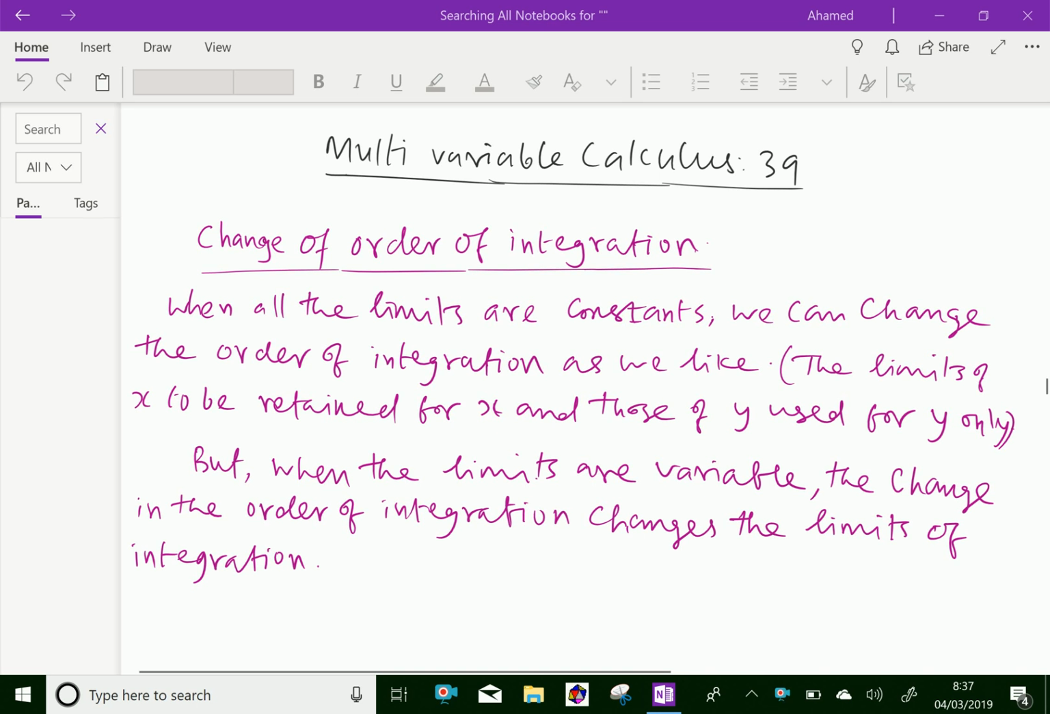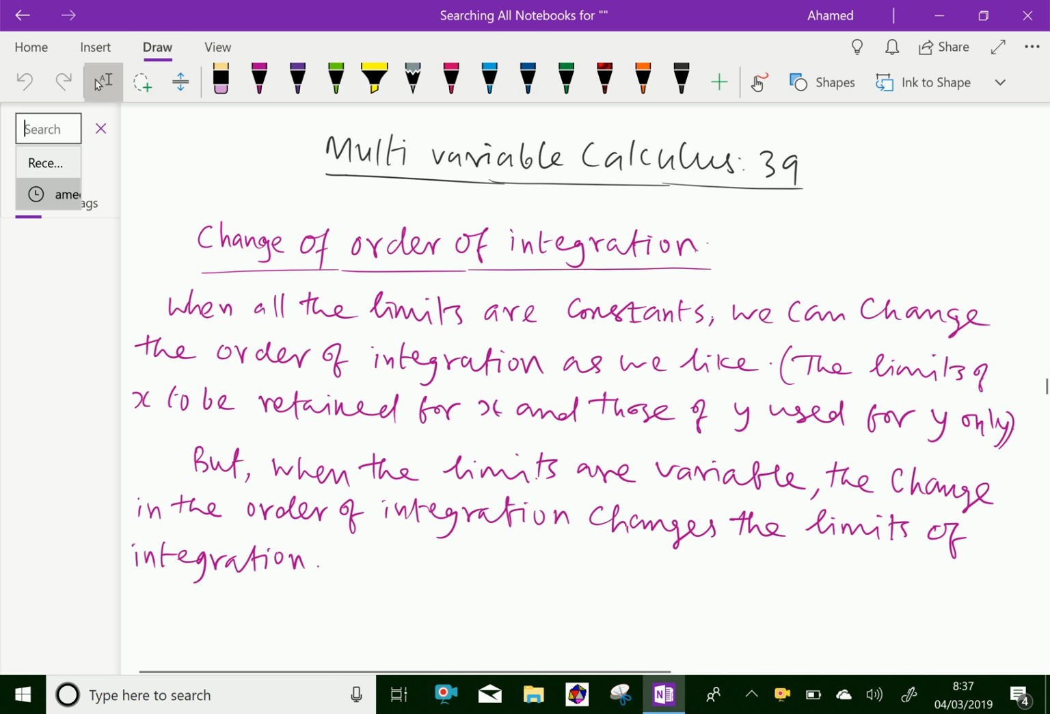Welcome to aminacademy.com. In multivariable calculus, let us discuss change of order of integration in double integration. Look at this.